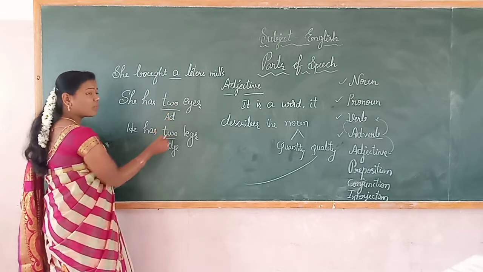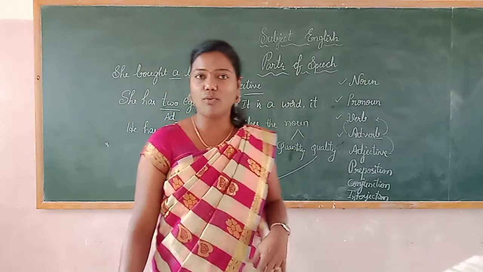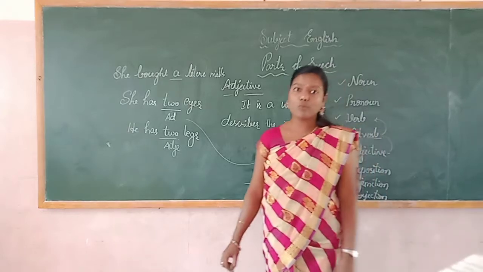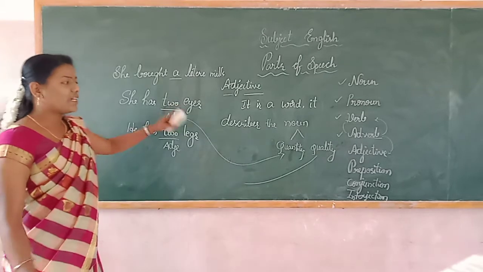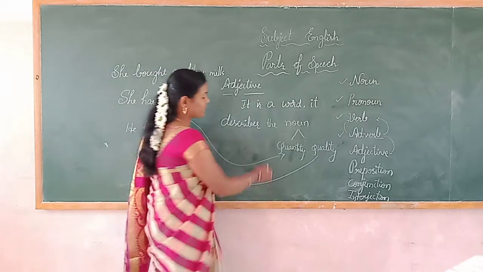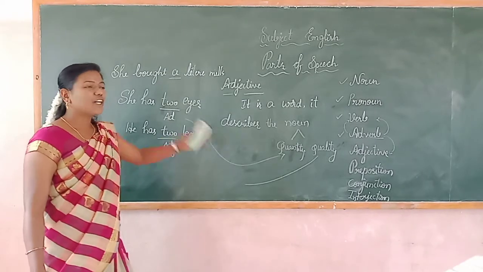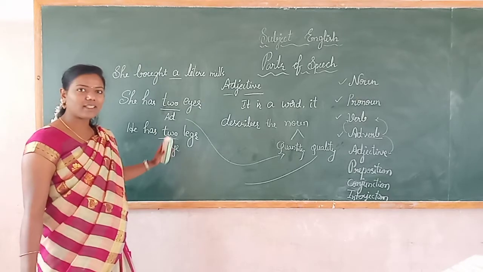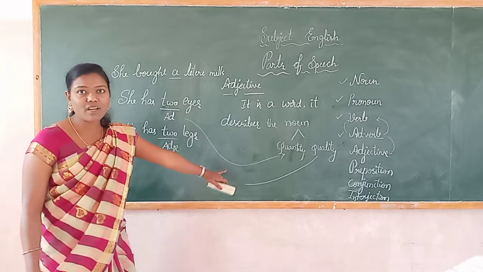Dear student, the number tells the number of the noun. These are examples for the quantity, how much. There are so many examples for the adjective. An adjective always describes the noun, and it describes the quantity and quality of the noun. For example, for the quantity: she has two eyes, she has two legs. These are the adjectives.